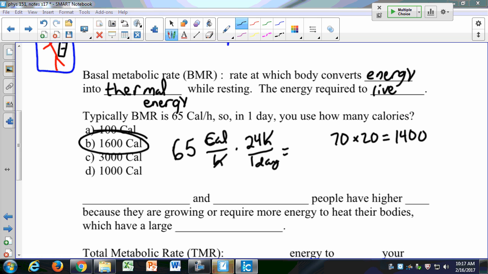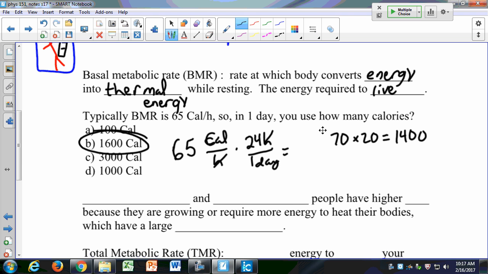So just to live, a typical person needs 1,500 to 2,000 calories. And that's going to differ based on how much muscle mass you have, how big you are, how tall you are, how thin you are. Your basal metabolic rate will change based on those factors. But it's going to be roughly the same order of magnitude for most people, like within a factor of 10 or so.